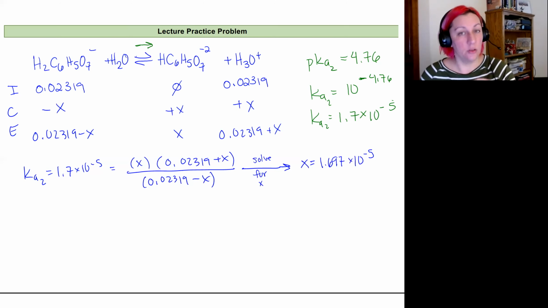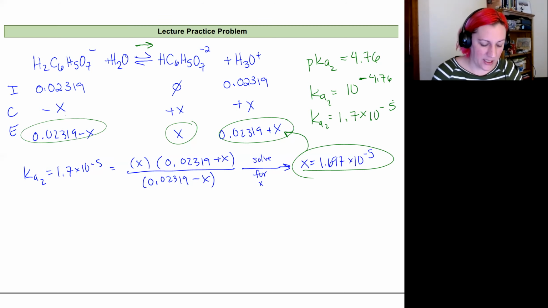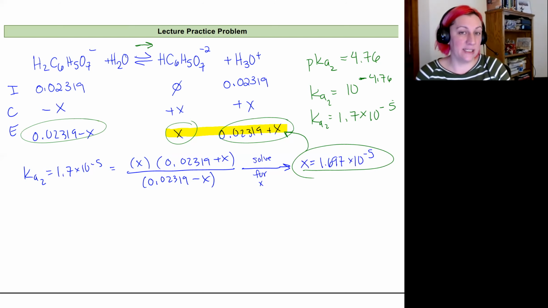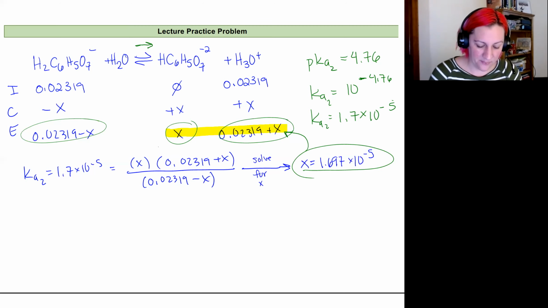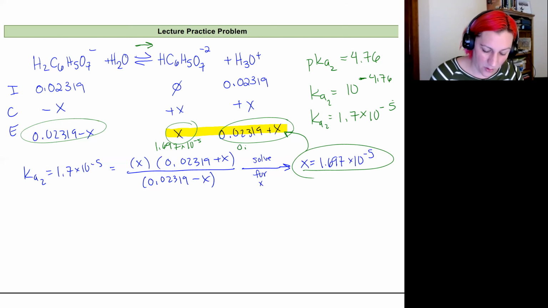But you're going to make sure you use the quadratic and you find an X value that's 1.697 times 10 to the -5th. This then gets plugged back into these equilibrium expressions right here. I'm just going to focus on my products because these are going to be part of my next equilibrium expression. So for my HC6H5O7, that is just X, so that'll be 1.697 times 10 to the -5th. And for my hydronium ion concentration, this is going to look like 0.023207 molar.